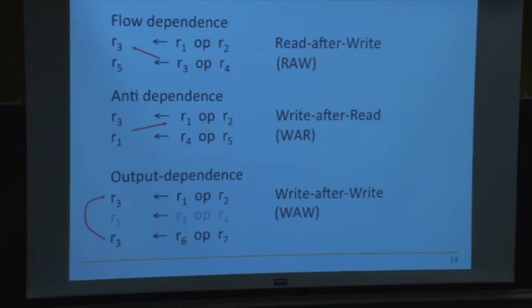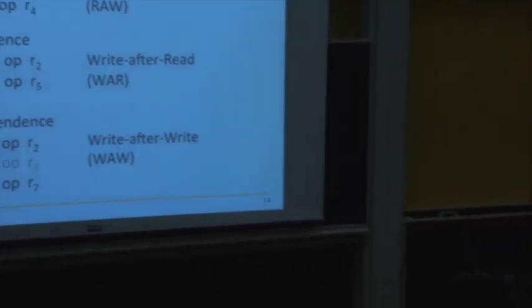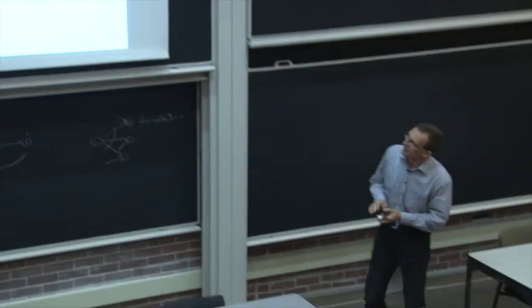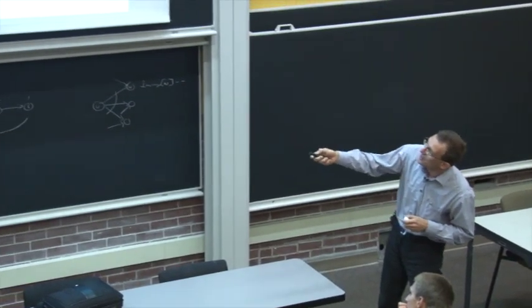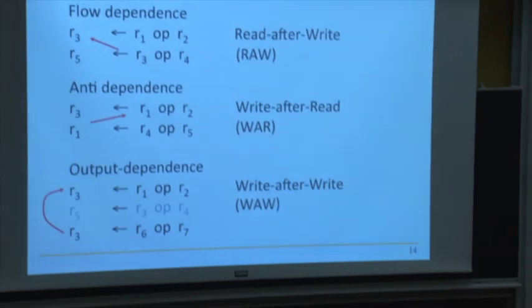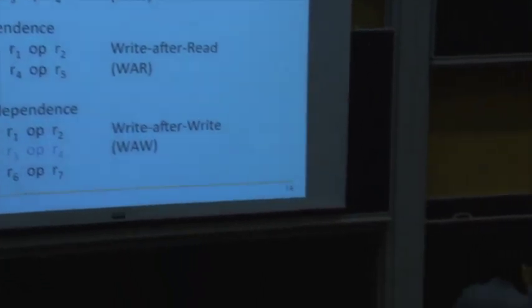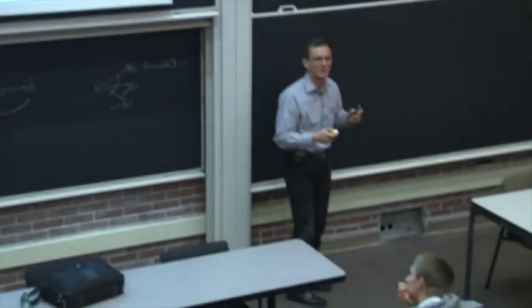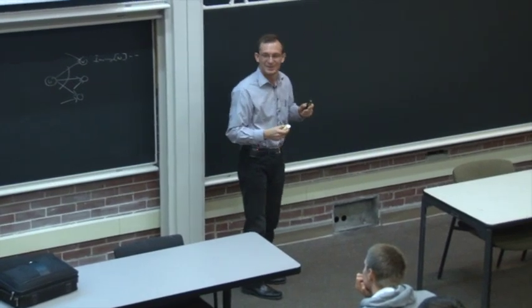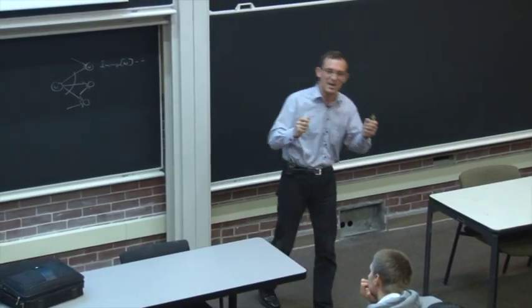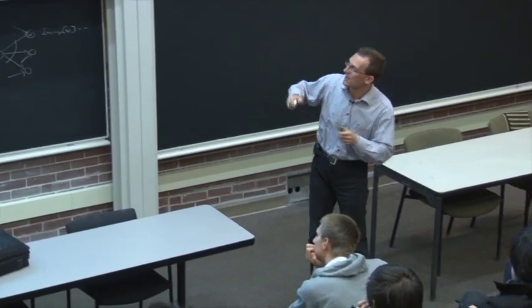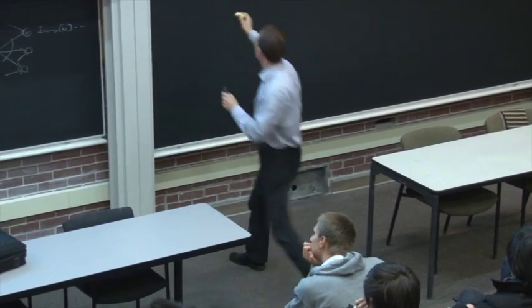So why does this happen? Output dependencies actually can happen in a pipeline even without this R3, the previous version of R3, being used in the pipeline. So let me give you an example. Can anybody guess, actually, before I give you the example, why could you have two instructions in the pipeline? This is without that example. Let me give you the example.